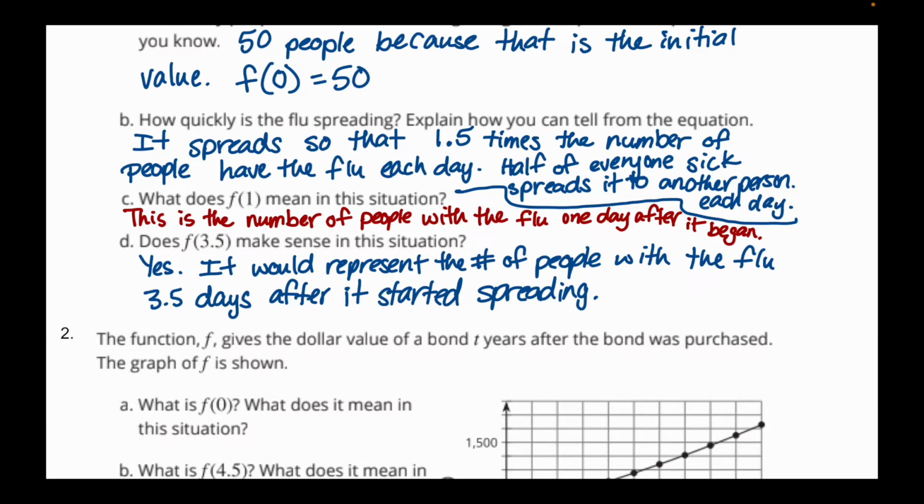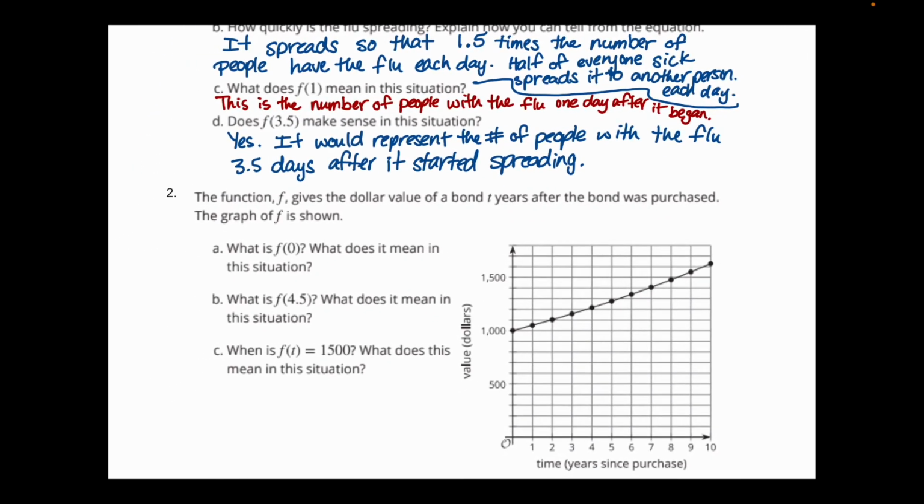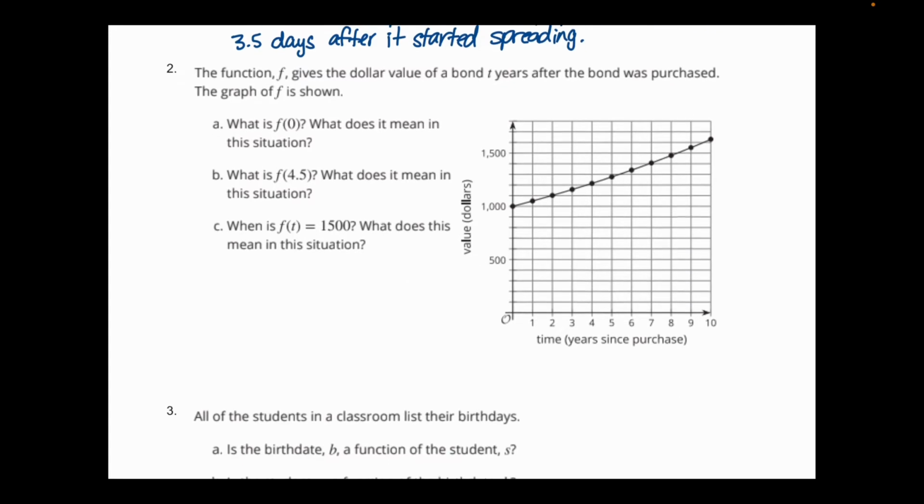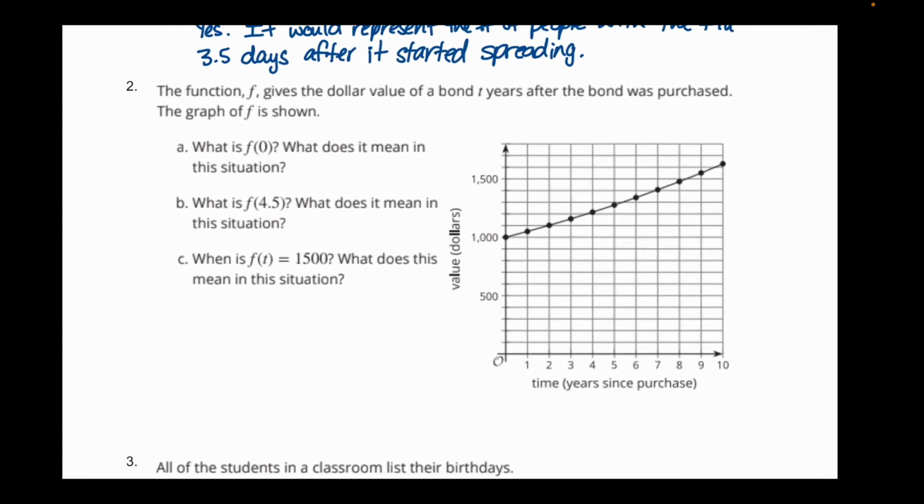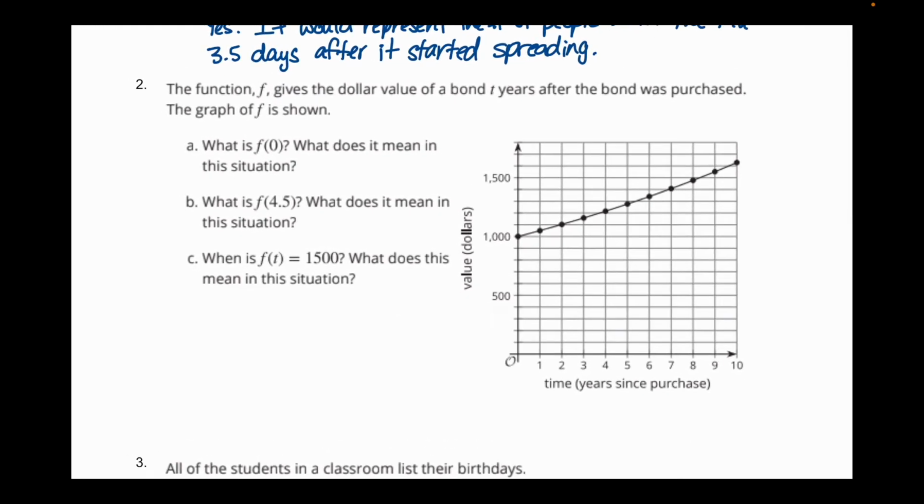Okay, let's move to question 2. So for question 2, we have the function f gives the dollar value of a bond t years after the bond was purchased. And so the graph of f is shown. We have the value in dollars along our y-axis, and then along the x-axis, or the horizontal axis, we have the time since purchase. So they're asking us to analyze a couple things here from this graph.